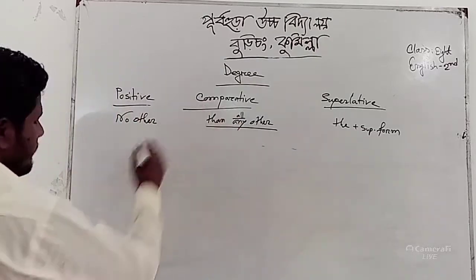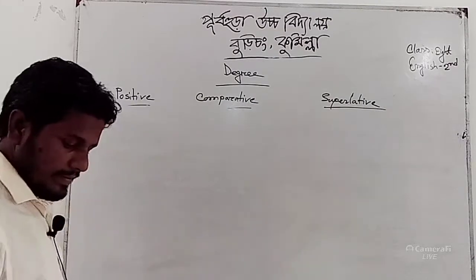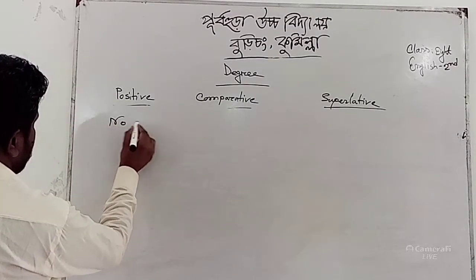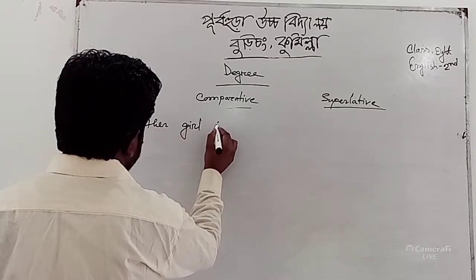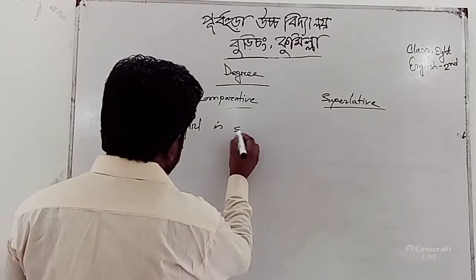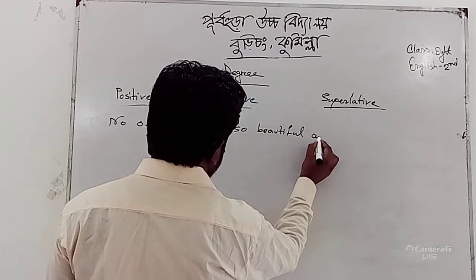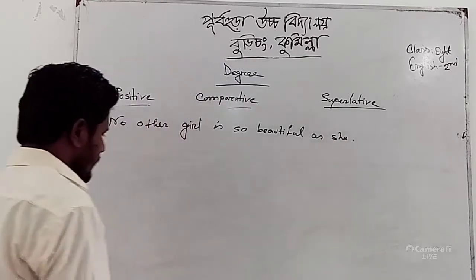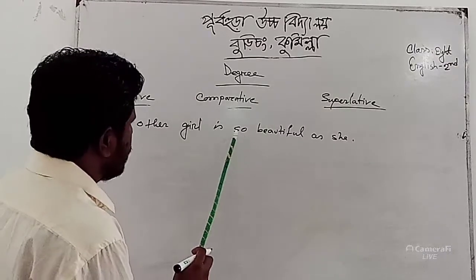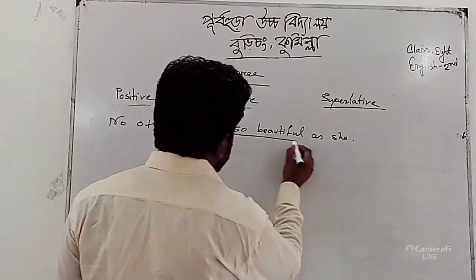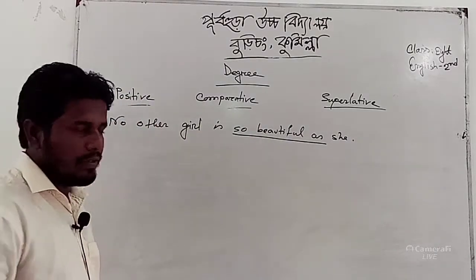Okay, dear students, no other girl is so beautiful as she. Look at this: no other girl is so beautiful as she. This is a degree word that has more than two or three syllables.